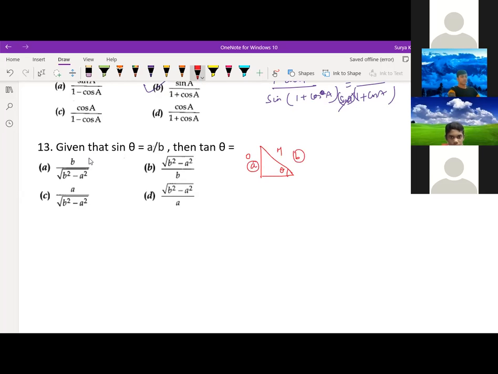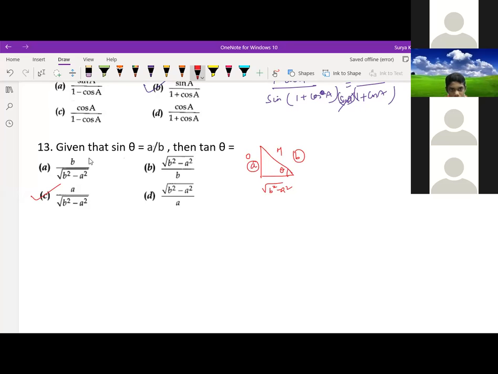So you can find this one. This is B square minus A square, right? So tan theta is equal to opposite by adjacent. So A divided by root of B square minus A square. The answer is C. All of you got the C answer. Others, you understood? Yes, sir.